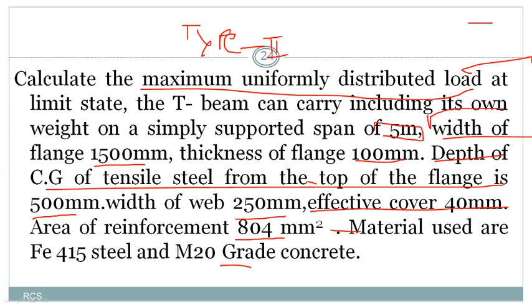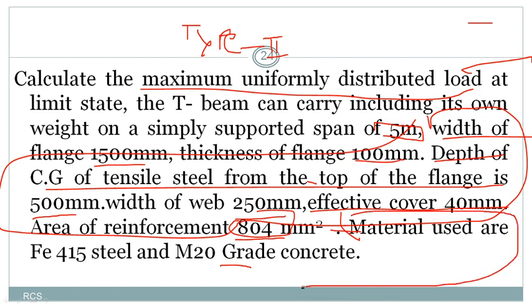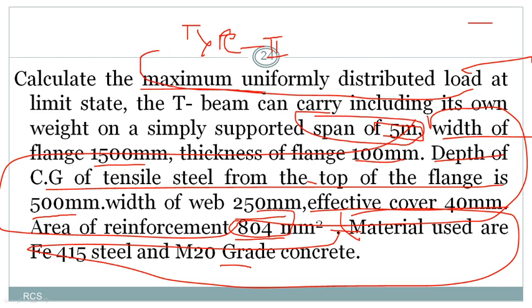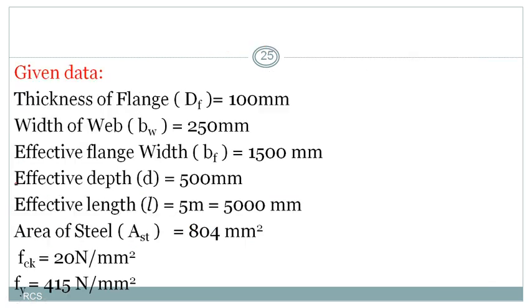So from here to here, these are the sectional properties, and this is the area of steel, and these are given material properties. Along with these material properties, the span of the beam is given, and we have to calculate the maximum load. So it comes under type 2 problem. Along with the maximum load, we have to calculate the moment of resistance. So let us go into the details of the problem.